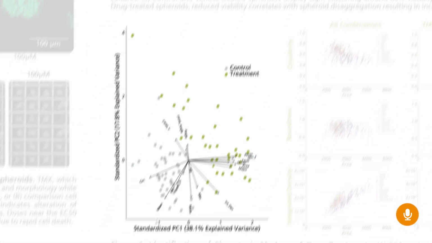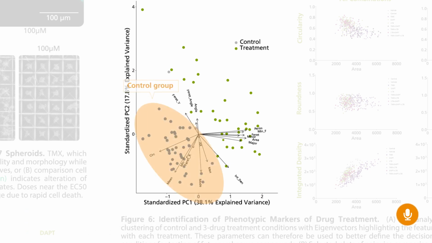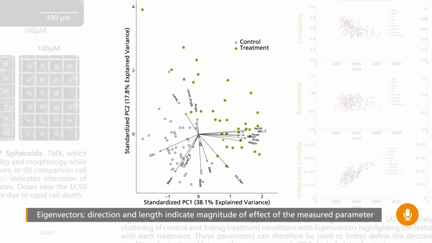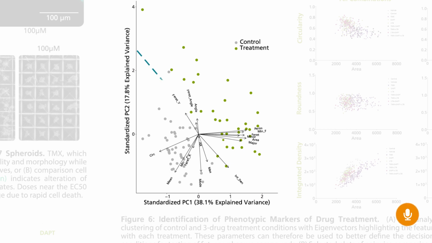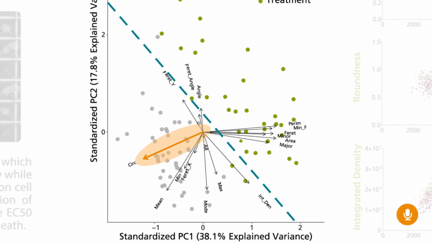However, the weakness of this correlation indicates that multiple factors need to be considered. To identify which image-based measurements were indicative of a response to treatment, principal component analysis is shown in Figure 6a. This analysis shows clear separation between the control group, shown in gray, and the 3 drug treatment group, shown in green. Overlaid on this graph are eigenvectors. The direction and length of these vectors indicates the contribution of each measured parameter in helping to separate those 2 populations. For example, vectors that run along the dashed line contribute minimally to the classification of control or treatment groups. In contrast, vectors that are perpendicular to the dashed line, such as circularity, labeled here circ, indicate a stronger contribution to the separation of the control and treatment groups.